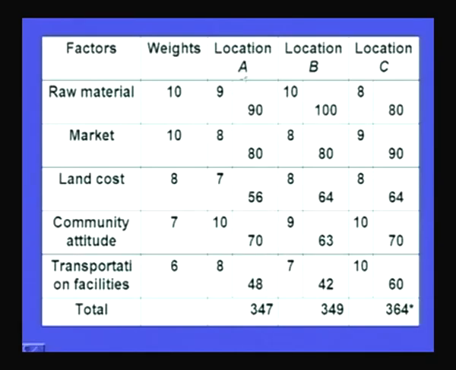Now location A has got a total point on all these 5 factors as 347. Location B has got 349, a summation of all these points. Similarly, location C has got a summation of 364. So 347 for location A total points, 349 for location B and 364 for location C. So we have seen that by a very simple method we have been able to find out which location is going to give us the maximum points.